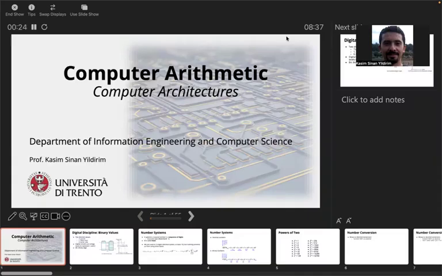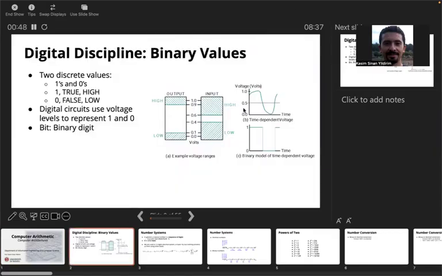All right, so today we continue with our lectures on computer arithmetic. I don't know if you have any questions regarding the past lecture, any confusion, anything you would like to highlight. If you are silent, I assume that everything is fine. Just feel free to interrupt at any point, okay?